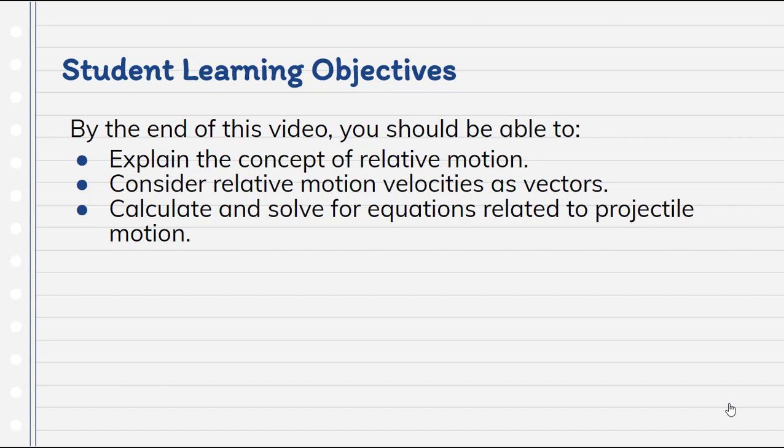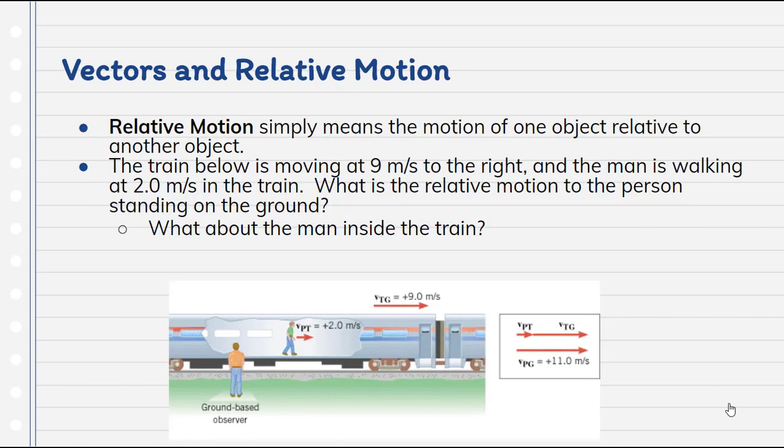Hopefully by the end of this video, you should be able to explain the concept of relative motion, consider relative motion velocities as vectors, and calculate and solve for equations related to projectile motion. So when we talk about vectors and relative motion, it's important to keep in the back of our mind that relative motion just simply means the motion of one object relative to another object. So let's look at the example below.